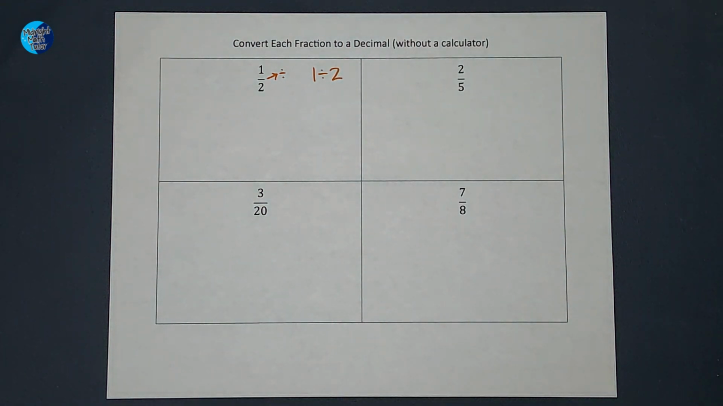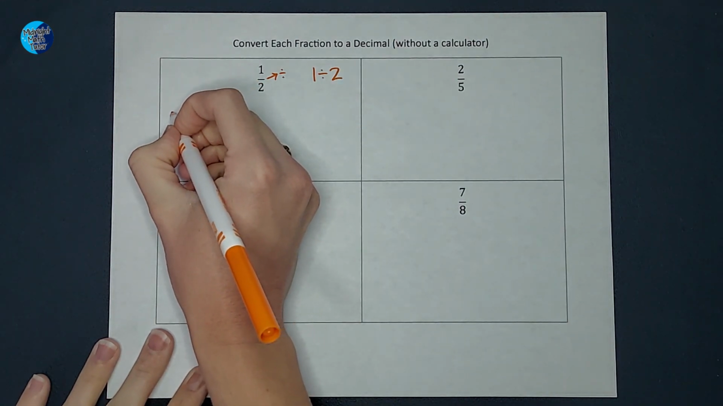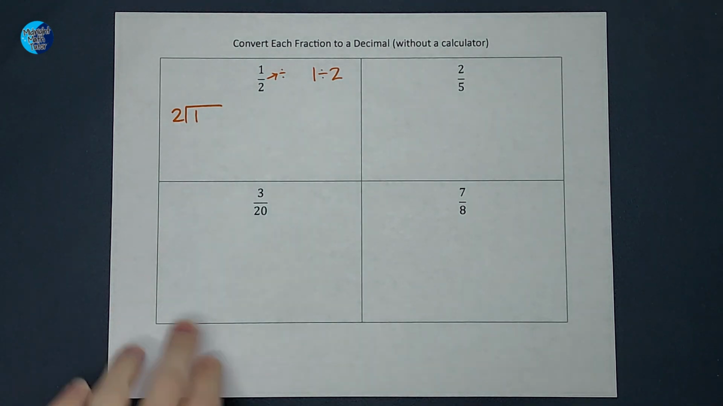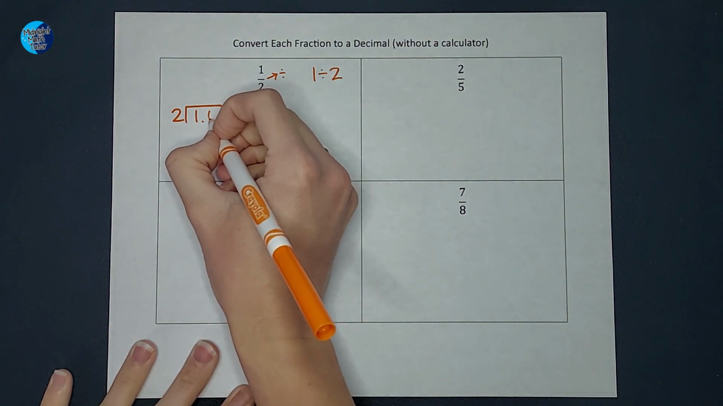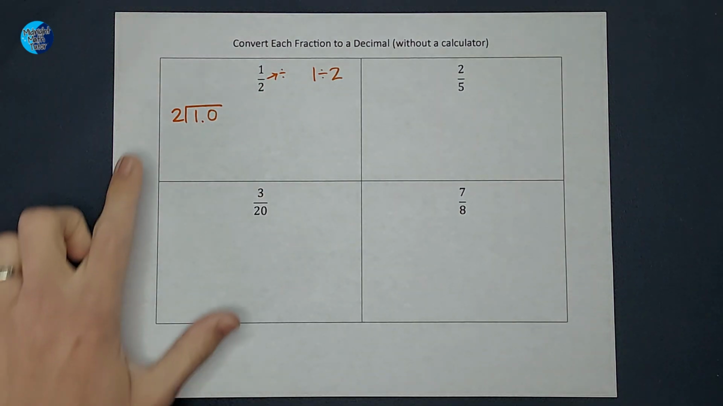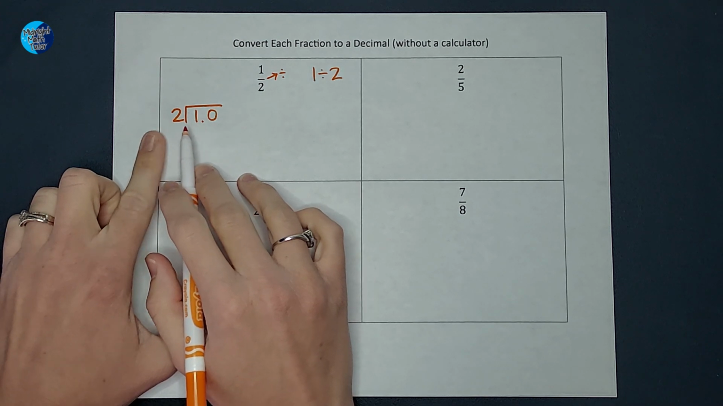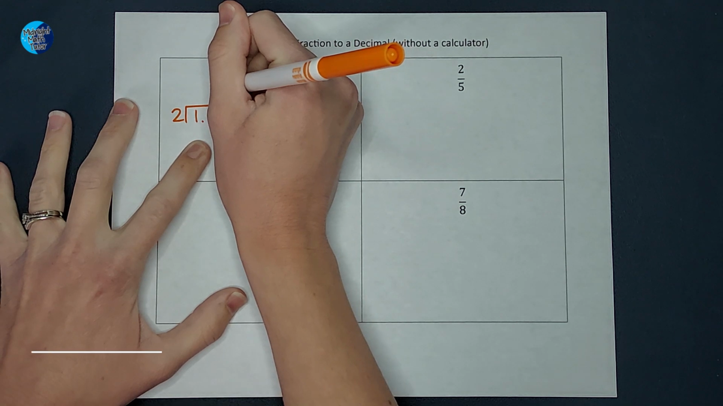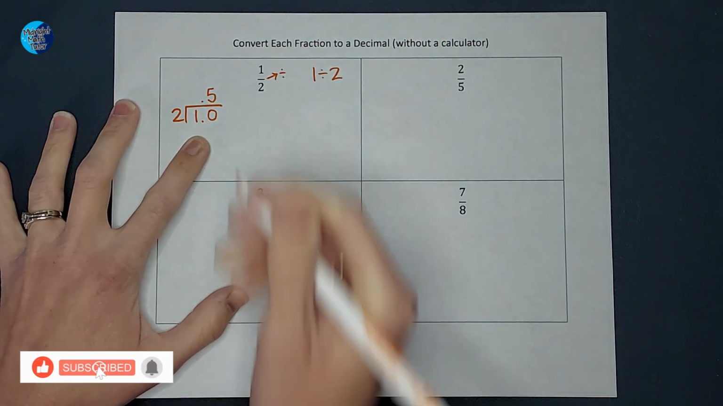So if I were to go ahead and divide that using long division, it would be 2 divided into 1. All right. Now we are going to need to add a decimal here and a 0. And then I'm going to look at, okay, since 2 doesn't go into 1, how many times does it go into 10? And it goes in 5 times. We go ahead and bring that decimal up right there.